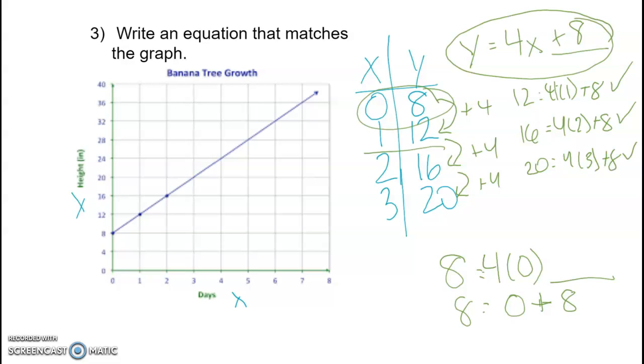So this is our equation. y is equal to 4x plus 8.